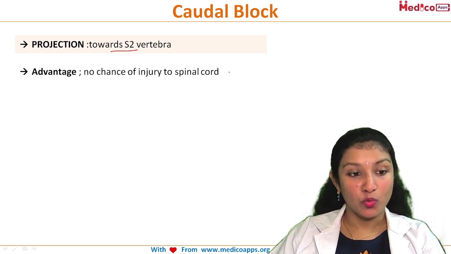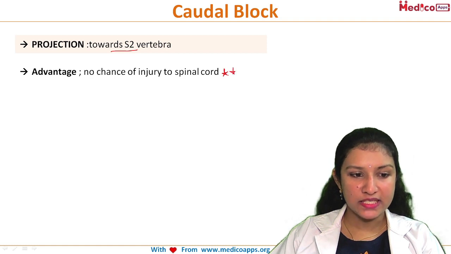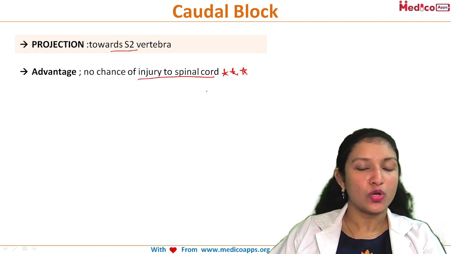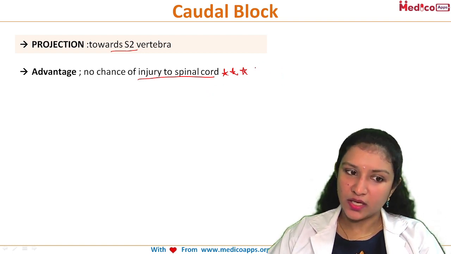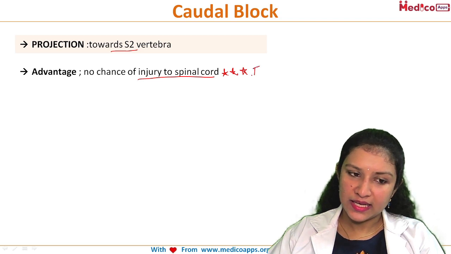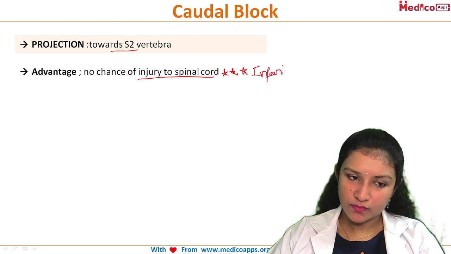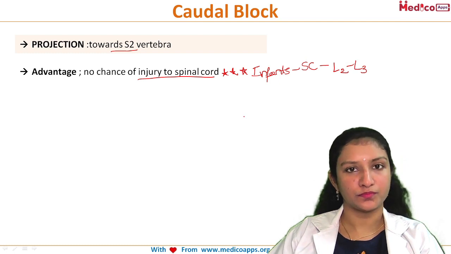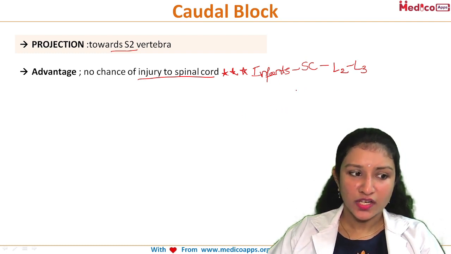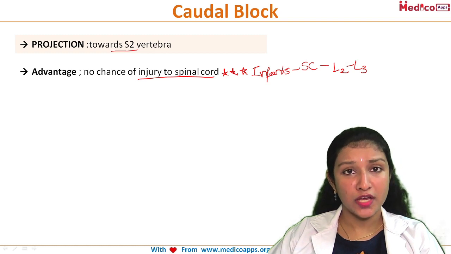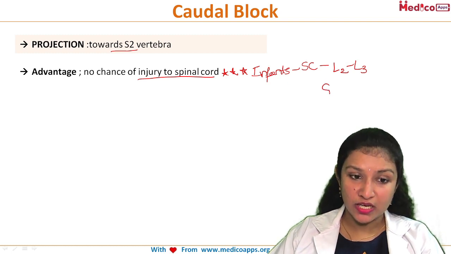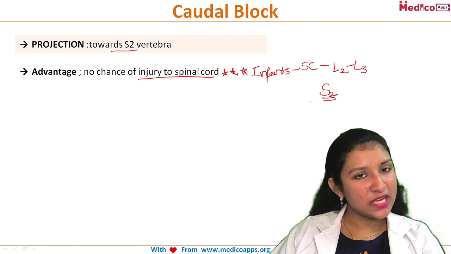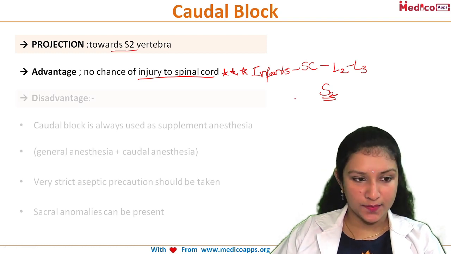Here, the most important advantage of caudal block is that there is no chance of injury to the spinal cord. Why is it so? Because in infants, the spinal cord ends at L2 to L3 level. Here we are introducing a needle at S2 level. So there is no chance of injuring the spinal cord.